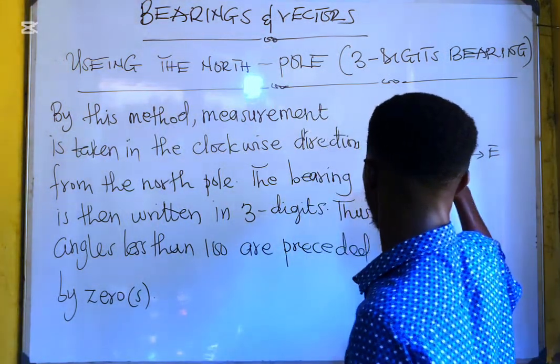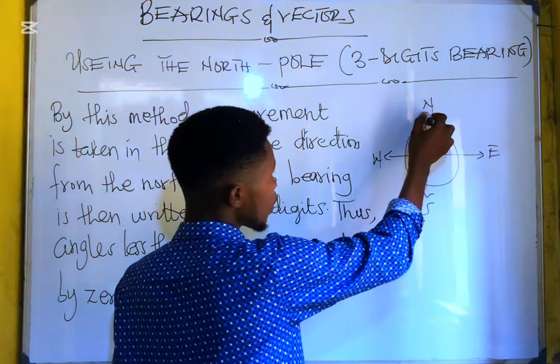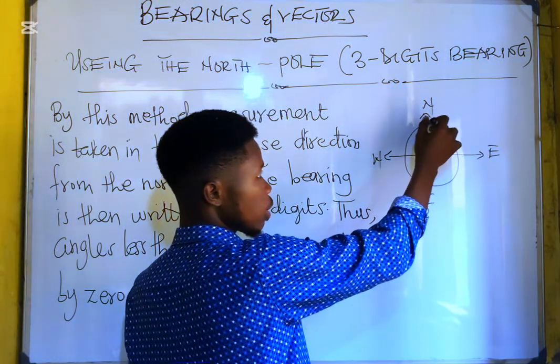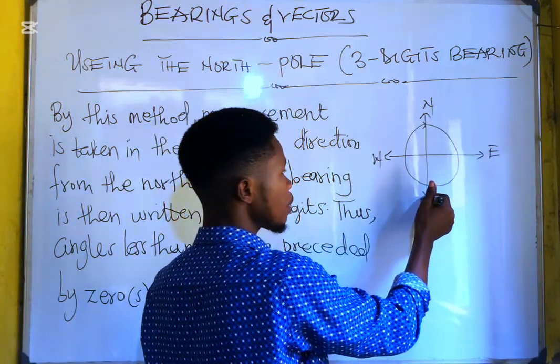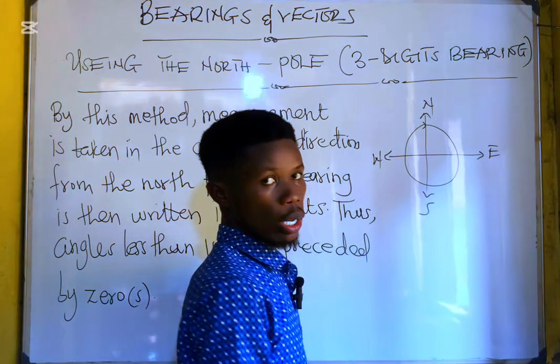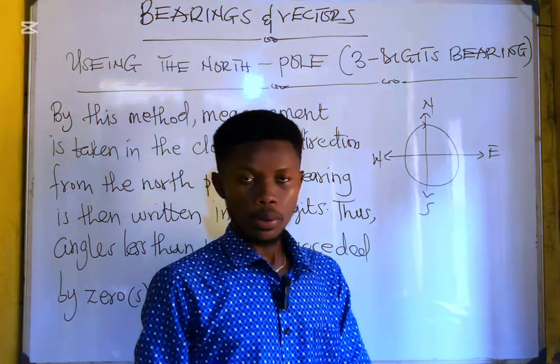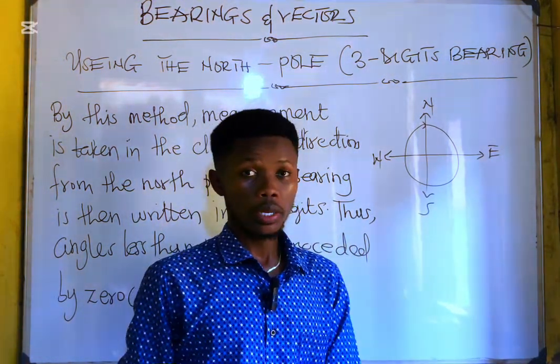So bearing normally starts from where? The north. We measure from north back to the north. So we don't measure bearing from east, west or south. We normally measure bearing from north. You should take note of that too.